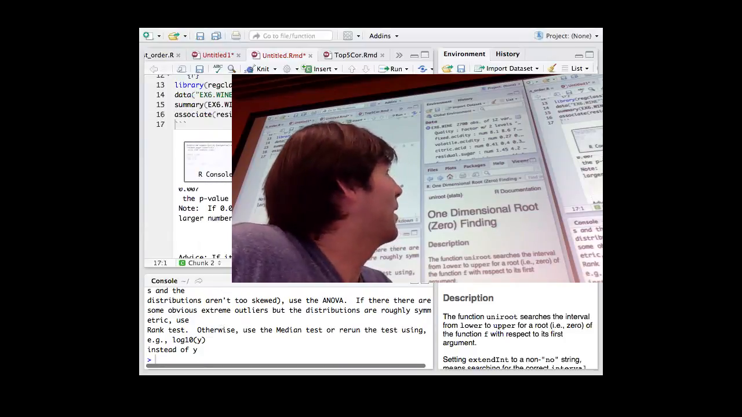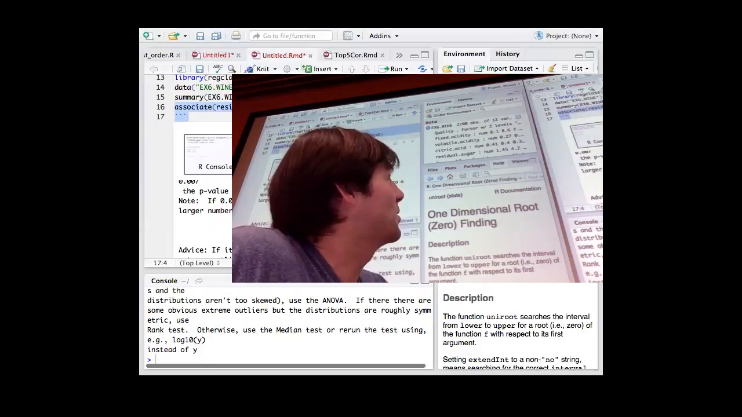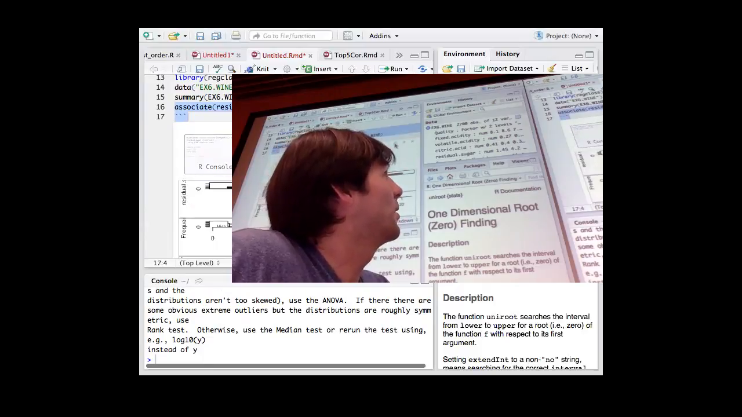So let's see what we got going on right here. Probably best to look at this output first, and we can even open it in a separate window right here, or not. Please open.